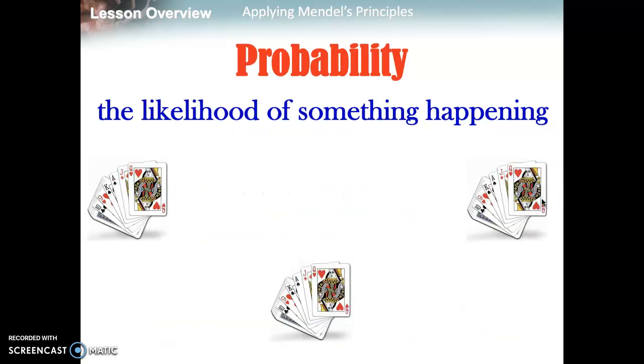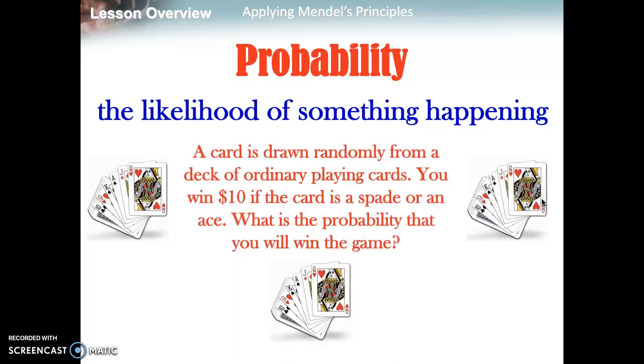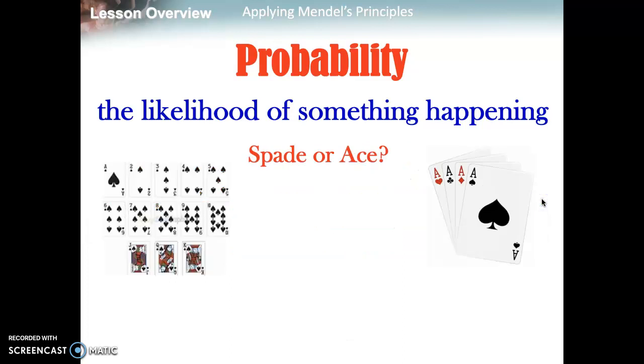Now as we continue through our rules for probability, this time we're going to look at cards. A card is drawn randomly from a deck. You guys should know a deck consists of 52 cards. You will win $10 if the card is a spade or an ace. What is the probability that you will win the game? So, a spade or an ace. Again, let's use our rules of probability.